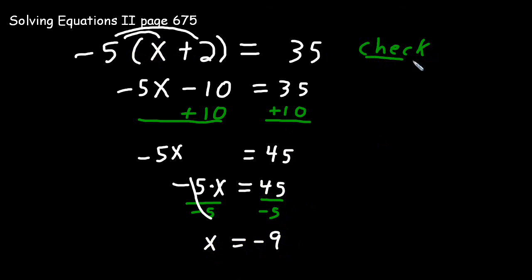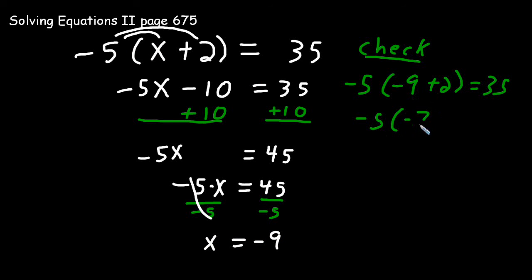And so we have negative 5. In place of x, I'll put a negative 9. We have plus 2, and hopefully we get 35 here. So this would be negative 5. And when we add what's in parentheses, that's negative 7. And is that product 35 here? And it is. And so we're through.